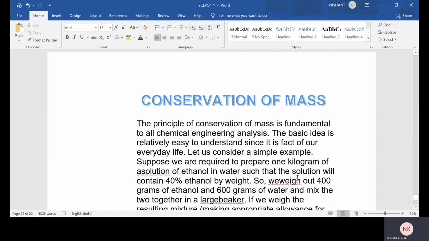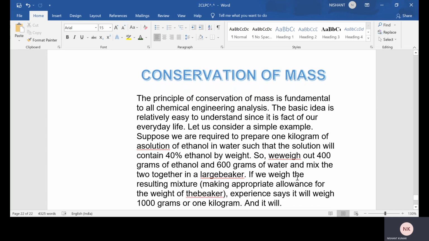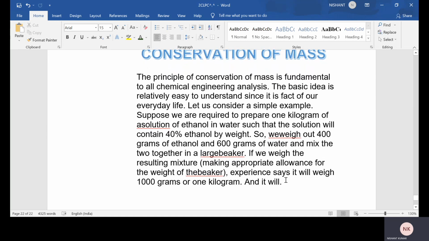Now, a topic of conservation of mass. The principle of conservation of mass is fundamental to all chemical engineering analysis. The basic idea is relevant and easy to understand, since it is a fact of life. Suppose we are required to prepare 1 kilogram of a solution of ethanol in water such that the solution will contain 40% ethanol by mass.